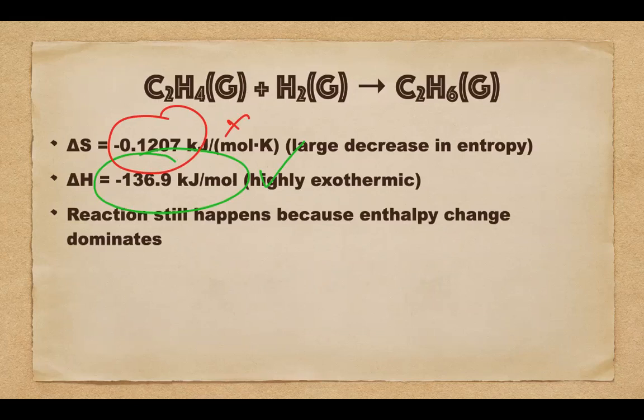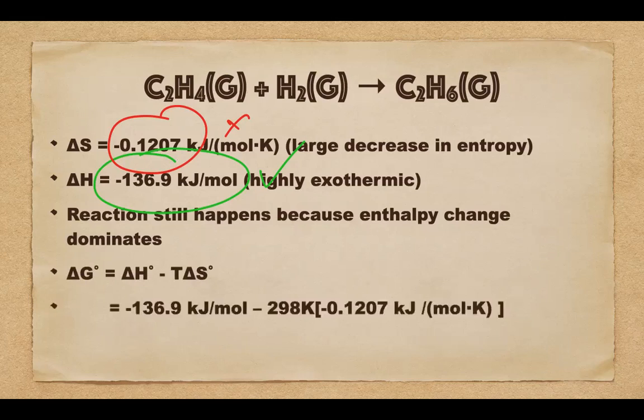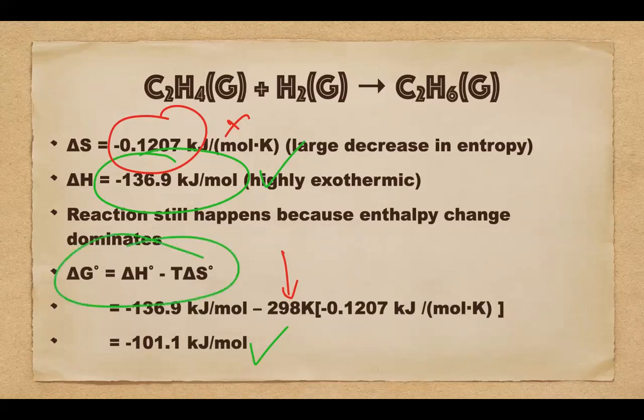So in this example, enthalpy change dominates. We're looking at standard temperature, which is 298, and we get negative 101.1 kilojoules per mole, which is spontaneous. So basically what I would ask you to do, which I'll do a few examples of at the end here, is in general, I will give you the values of delta S and delta H, and I might ask you at what temperature this will be spontaneous, or I might give you the temperature and just ask you if it's spontaneous. So you're just using this formula and calculating, and if delta G is negative, then it is spontaneous. Again, what that means is that the reaction will occur naturally by itself without needing any energy input.